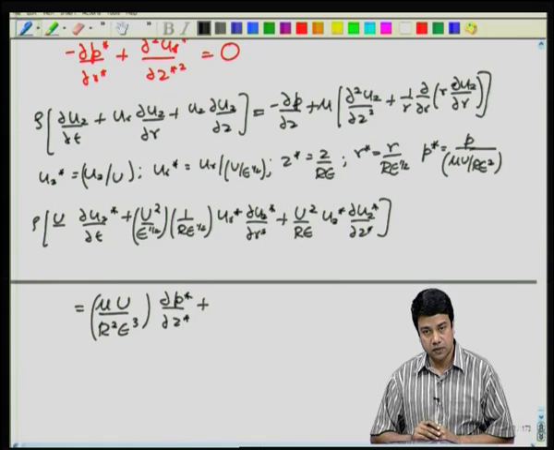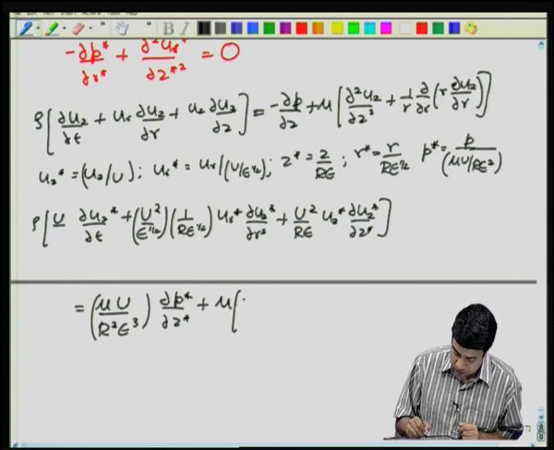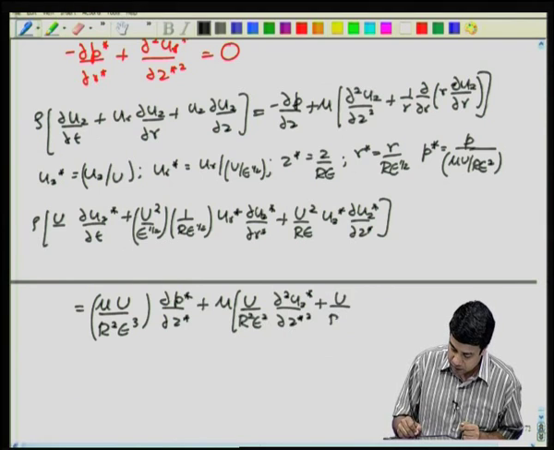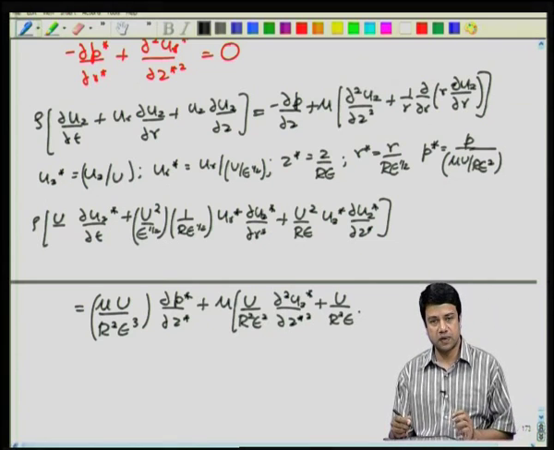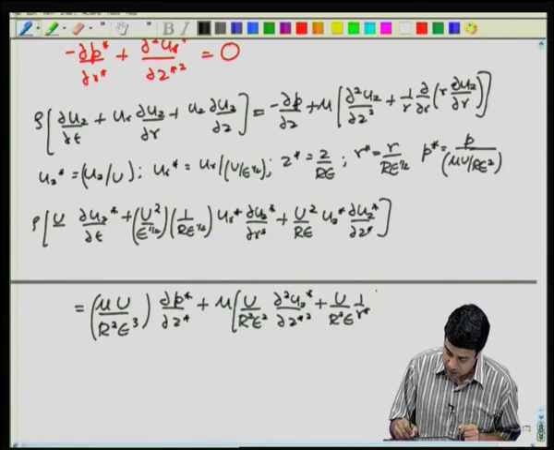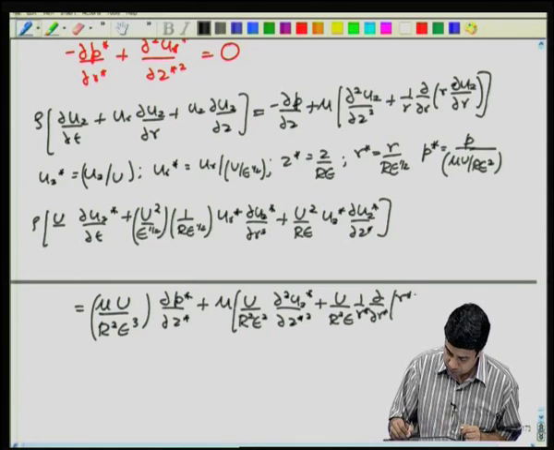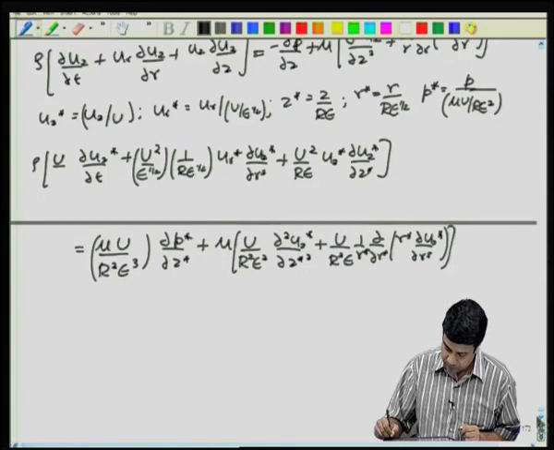U z goes as capital U and z goes as 1 over R epsilon. Okay, so I will get mu into U by R squared epsilon squared partial square u z by partial z square plus U by R squared epsilon, because there are two derivatives with respect to r and each one has an R times epsilon power half in it. Okay, so this gives me 1 by r d by dr of r partial r.